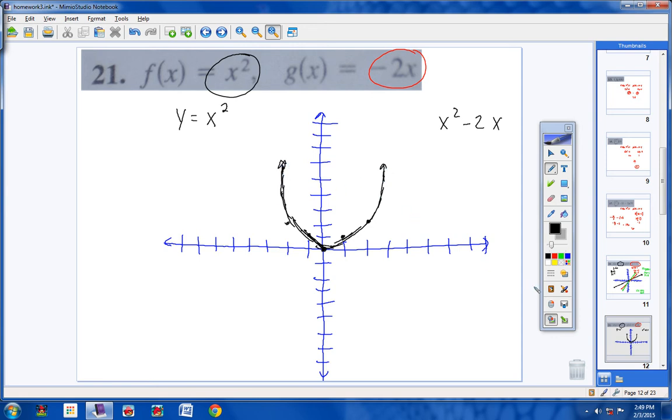Now let's talk about the g of x function. Y equals negative 2x. Now that's going to be linear, okay? That's a linear function. So put a 0 in, get out a 0. Put in a 2, and you get out negative 4, okay? So put in a 0, 0. You get this, and then 2, negative 4, right here. So there's your line right here.